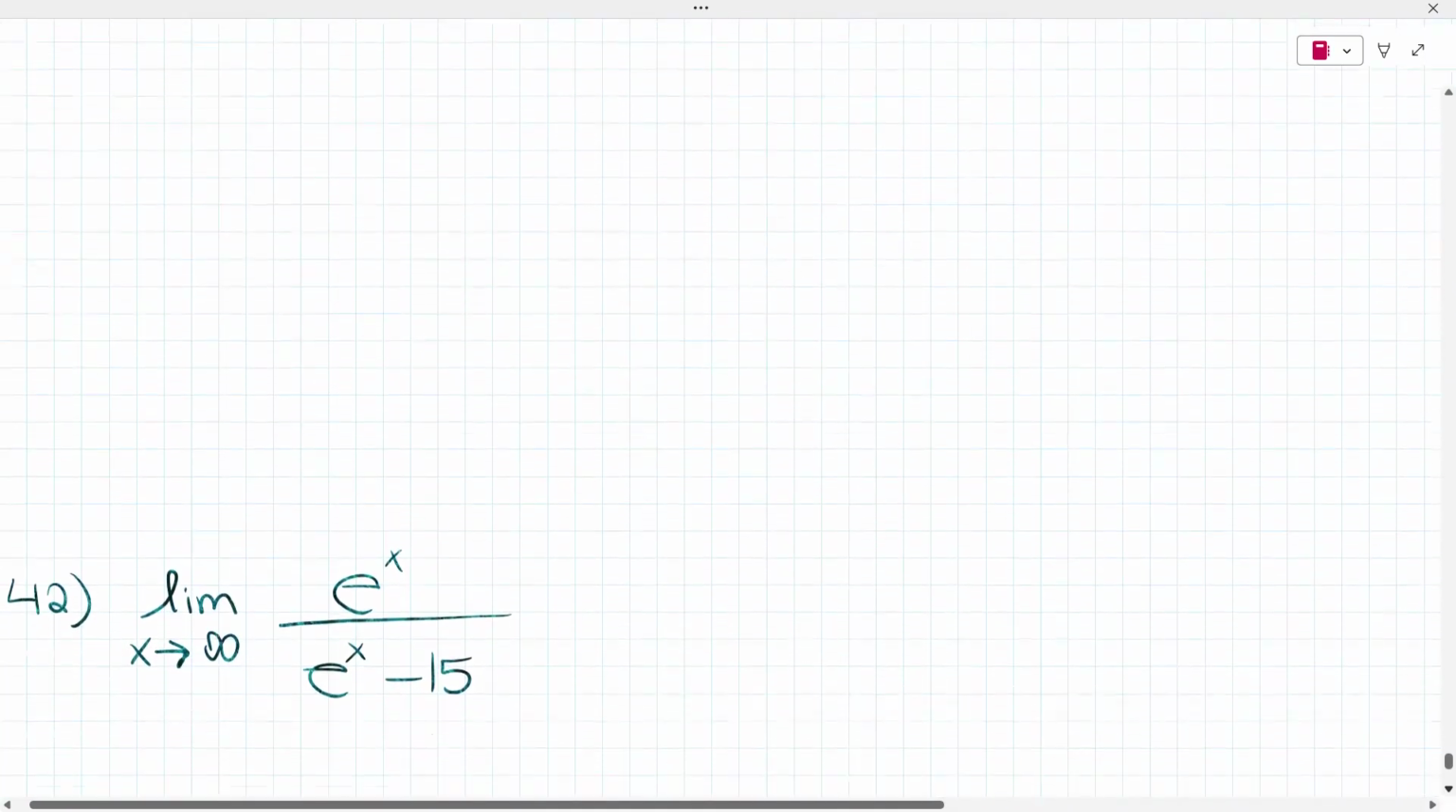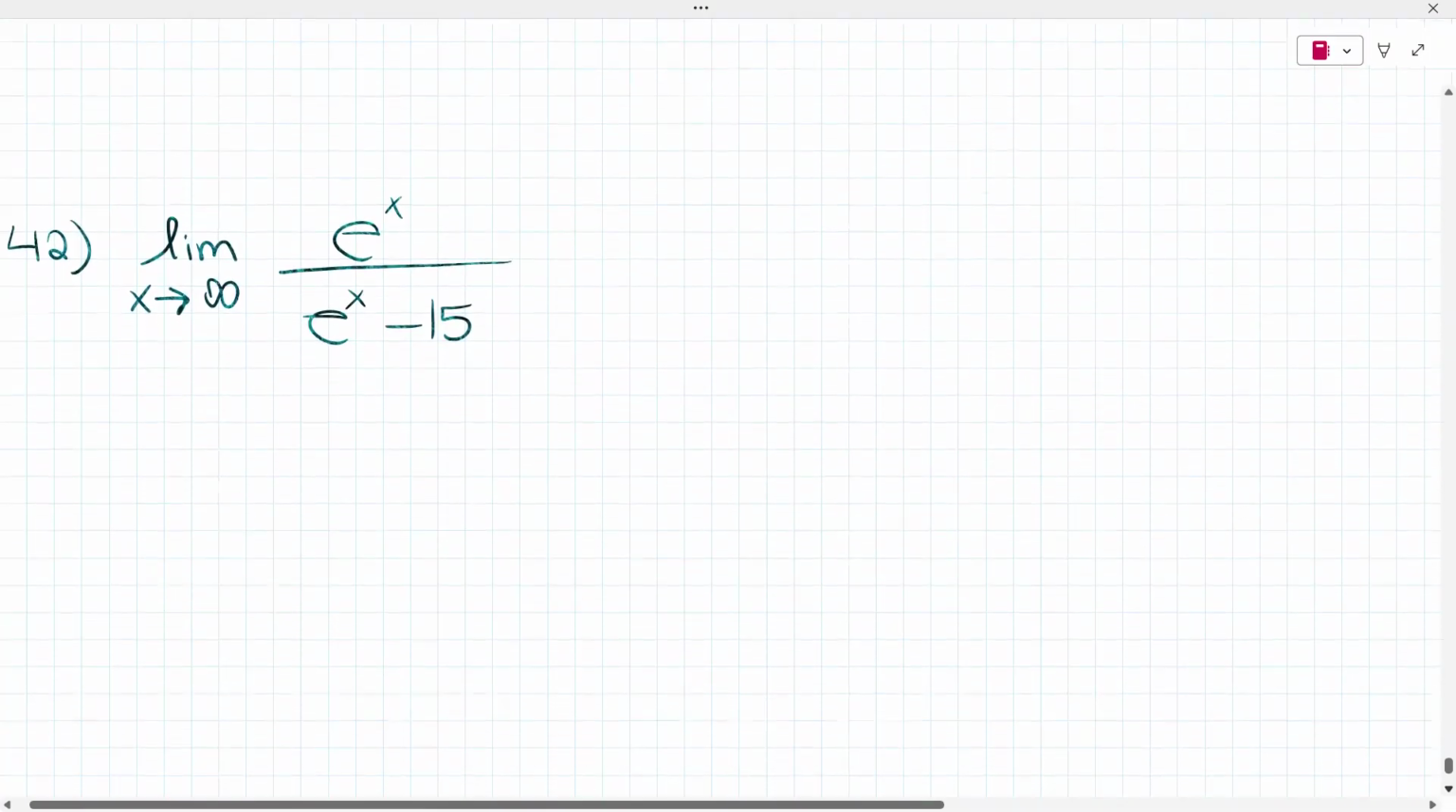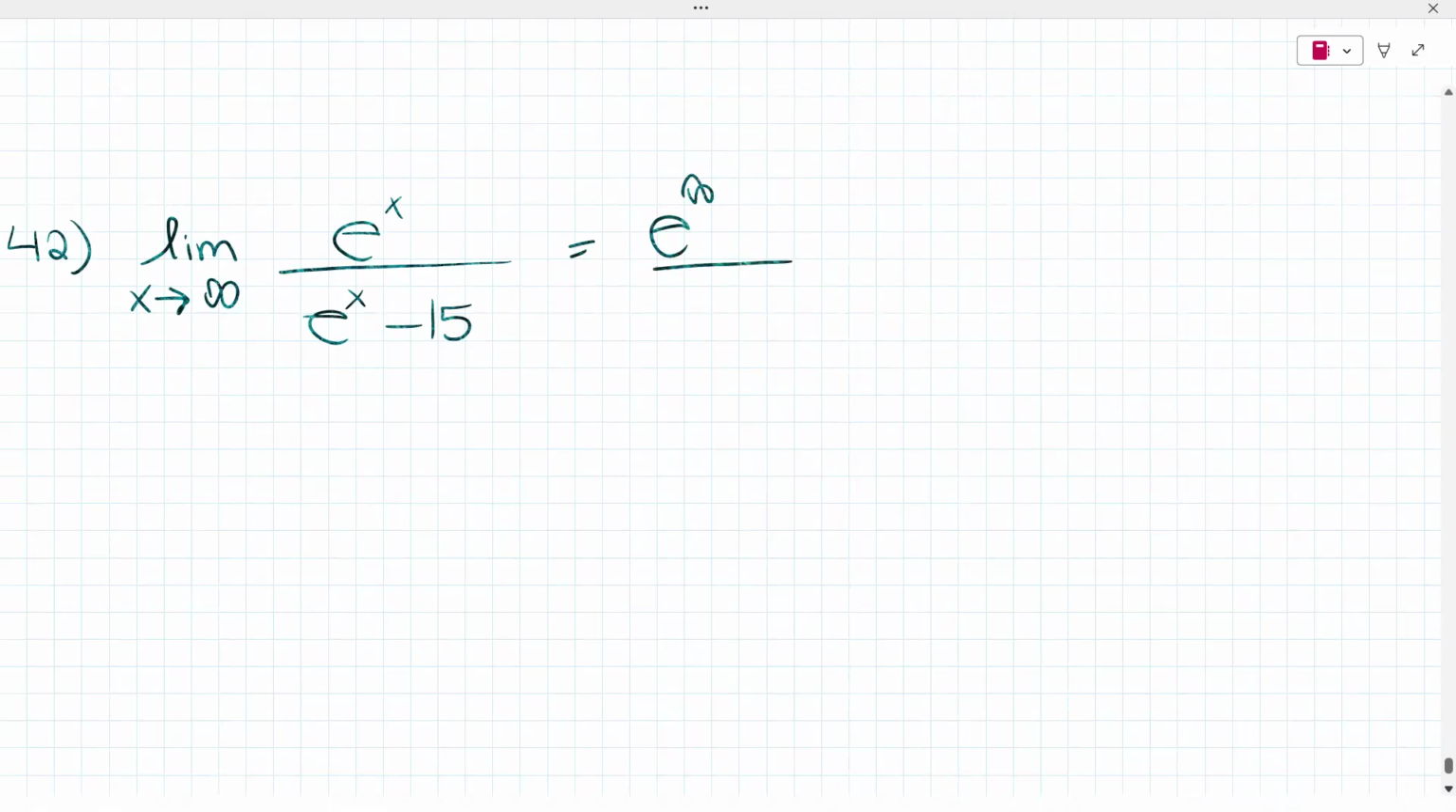Okay, so let's start with 42. On 42, you're probably confused. They're asking for a limit. I thought this was all about derivatives. It is, you'll see. We've got to find the limit as x approaches infinity of e to the x over e to the x minus 15. If you try putting infinity for x, it's going to be e to the infinity over e to the infinity minus 15. So that would be infinity over infinity. Unfortunately, this is an indeterminate form, so we can't use that.